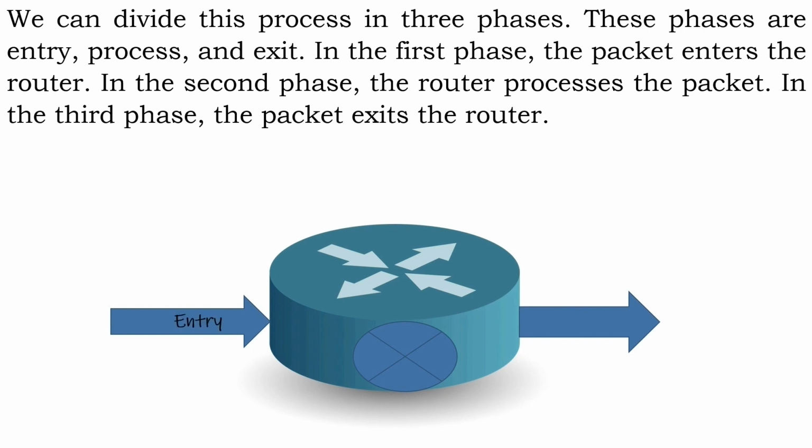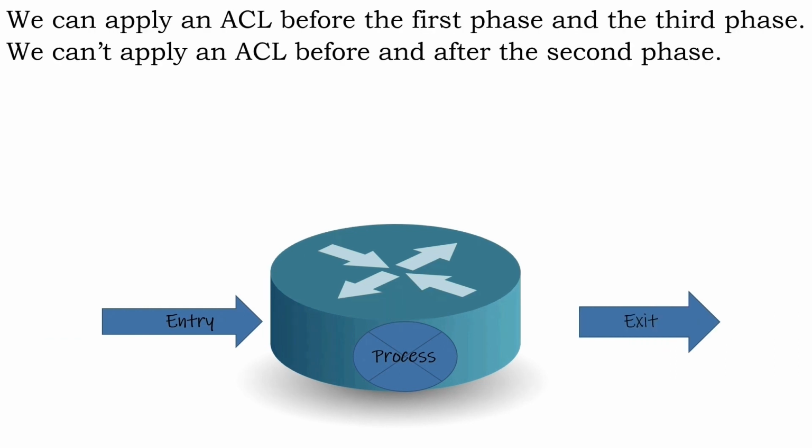These phases are entry, process, and exit. In the first phase, the packet enters the router. In the second phase, the router processes the packet. In the third phase, the packet exits the router. We can apply an ACL before the first phase and the third phase. We can't apply an ACL before and after the second phase.